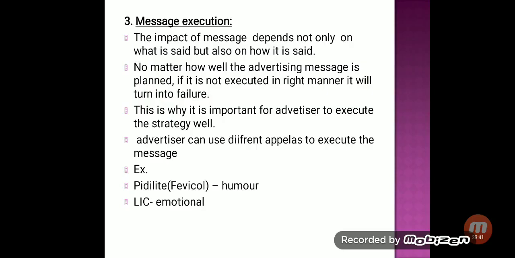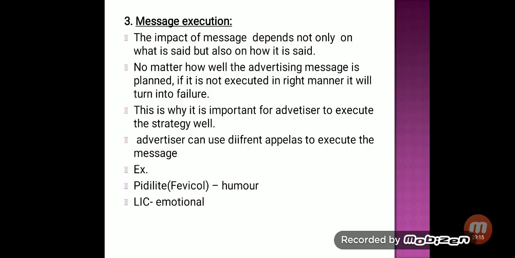Advertiser can use different appeals to execute the message that we discussed. Say for example, Pidilite, the product is Fevicol. They are using appeal of humor. They are creating laughter in their advertisement. Then second example that we also discussed, that is LIC. So in their advertisement they are using appeal of emotion, or you can say fear. So message execution is the main part of the process.